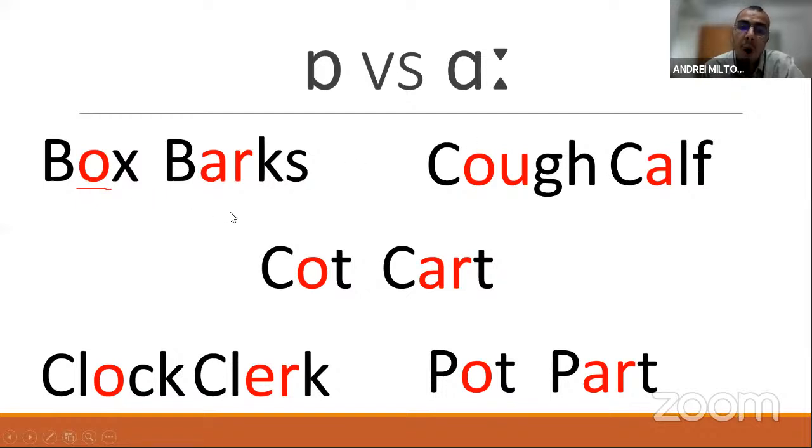So the difference is box and box. Ah, big difference, right? So it is cough and calf. Caught, cat. Okay, not cat, it's cat. Okay, it's caught, cat. Clock, right? Clack. Then pot, pot. Yeah, very good, Shrija. You're pronouncing very well. Yeah. I'm seeing you, all of you.